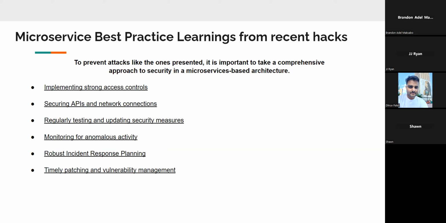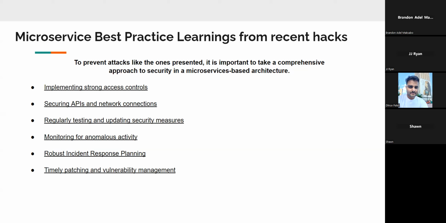Regular testing and updating of security measures is also key, because security threats are constantly evolving. It is important to regularly test and update your security measures to ensure that they are up to date and effective. This can include performing regular penetration testing and vulnerability assessments, as well as staying up to date with the latest security patches and updates.